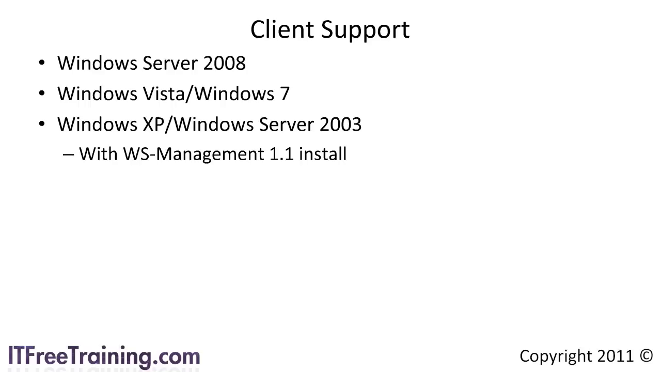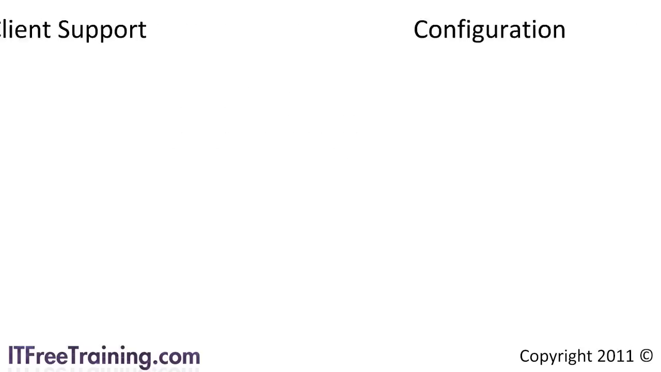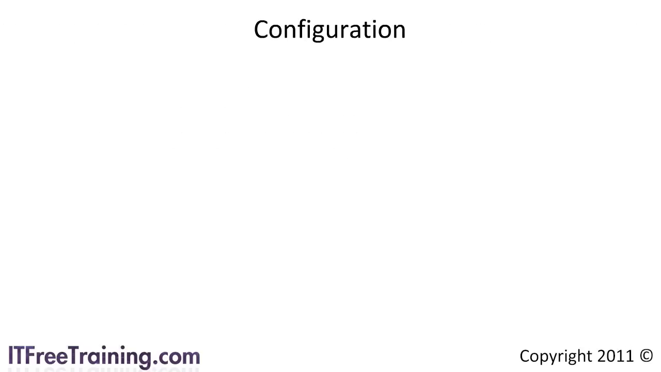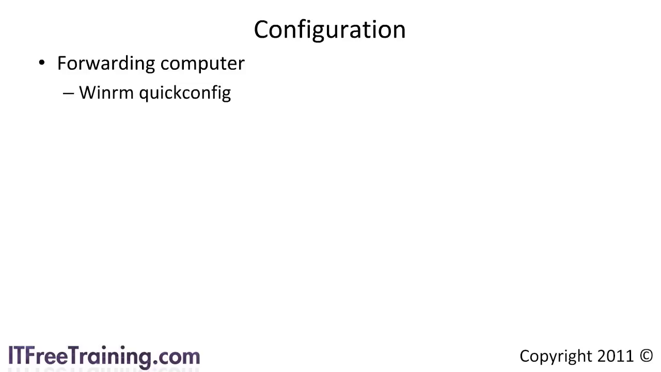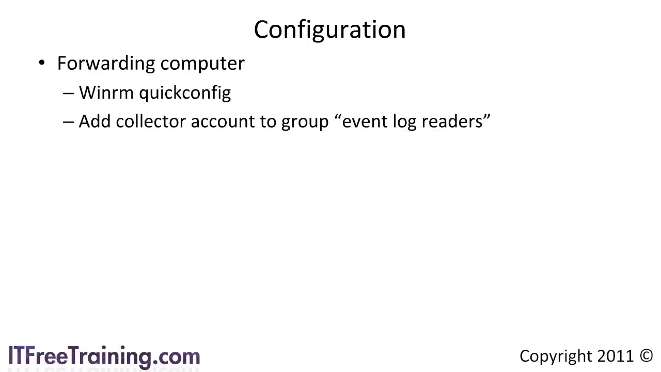In order to use event forwarding, you need to configure the forwarding and collecting computer. On the forwarding computer, you need to run WinRM with the switch quickconfig. This will configure the service required for event forwarding and also make changes to the firewall. For the collecting computer to access the forwarding computer, it requires access. In order to provide access, the collector's computer account needs to be added to the local group Event Log Readers.